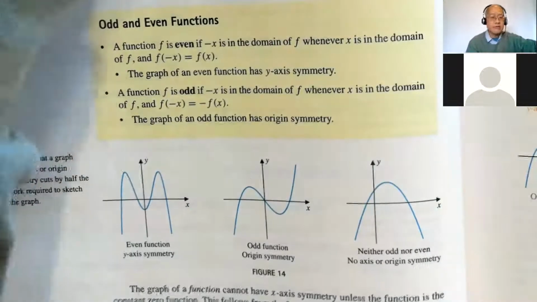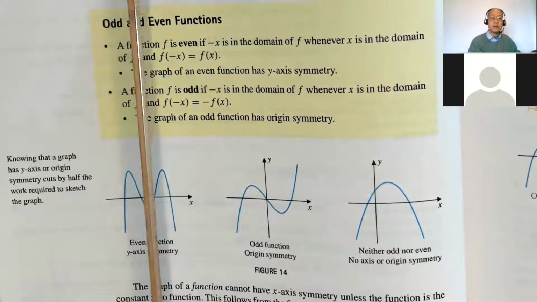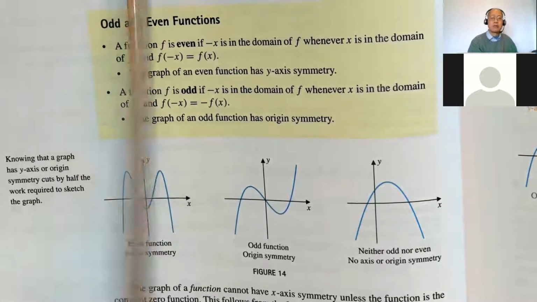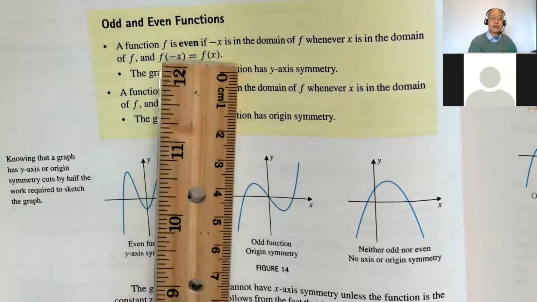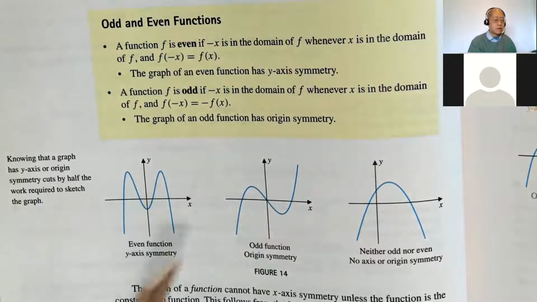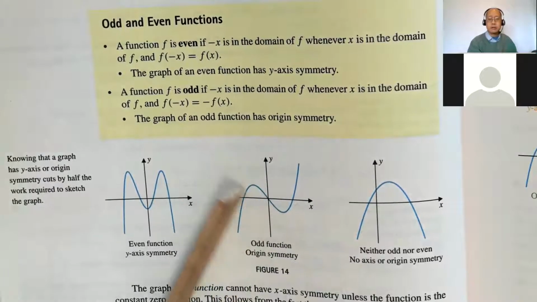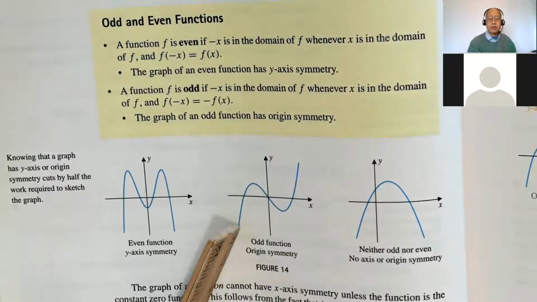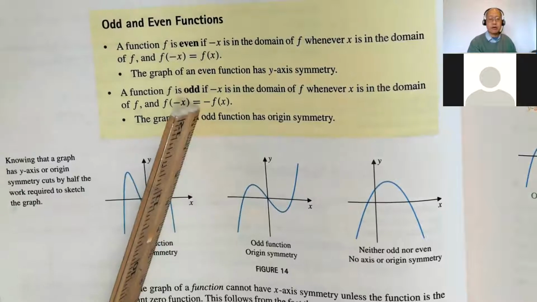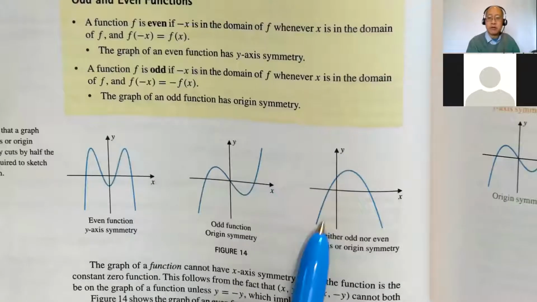Right, so even function, y-axis symmetry. Replace x by negative x, you get an equivalent equation. Odd function, origin symmetry. If you replace x by negative x, you get the opposite of what you started off with. And here's an example of neither. It's neither odd nor even.